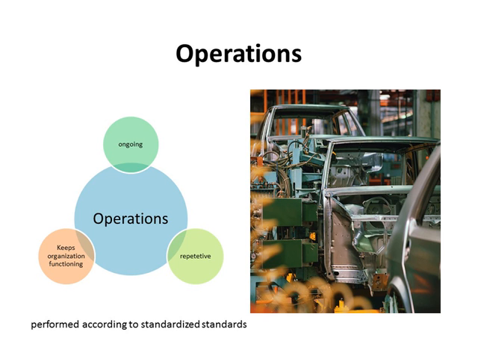So operations also have three characteristics. They are ongoing activities that keep the organization functioning, and they are repetitive. And of course, they are performed according to standardized standards. Work on production of a special model of car is a project, while production of cars on a regular basis in the same factory is an operation.